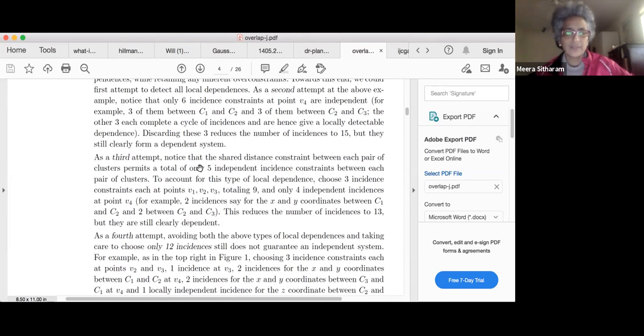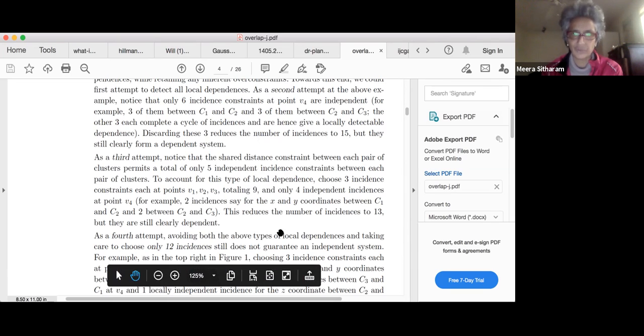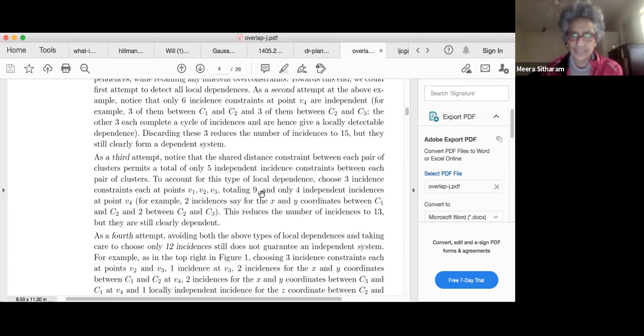Third attempt. Note that the shared distance constraint between each pair of clusters permits a total of only 5 independent incidence constraints. The shared distance is the one between V4 and V3, V4 and V2, and V4 and V1. To account for this, choose 3 incidence constraints at the points V1, V2, and V3, totaling 9, and only 4 independent incidences at point V4.